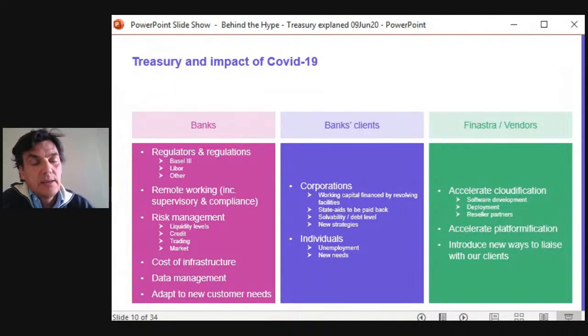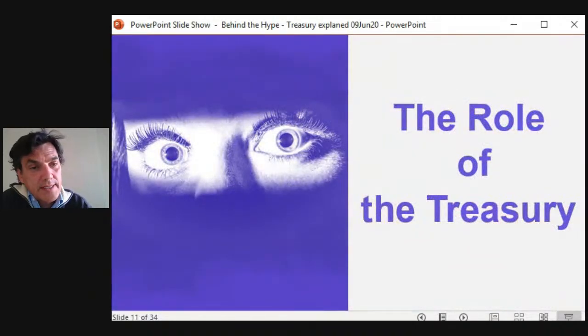Obviously, it's impacting the treasury function, because they will be deeply involved in those changes. They are at the center of everything again. So let's go deeper into the role of the Treasury. What are the different functions in there?